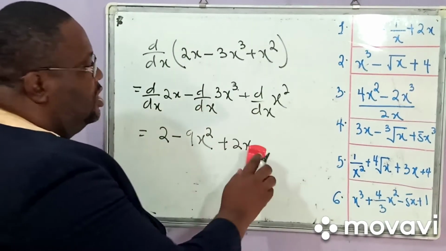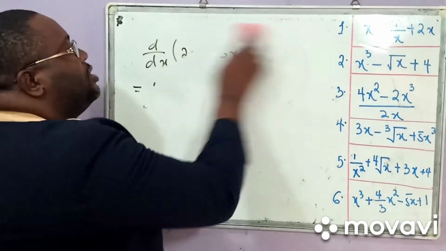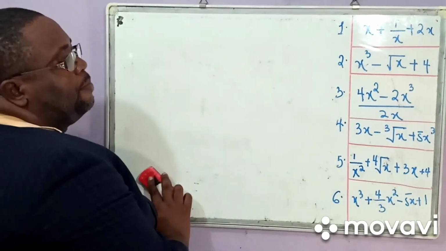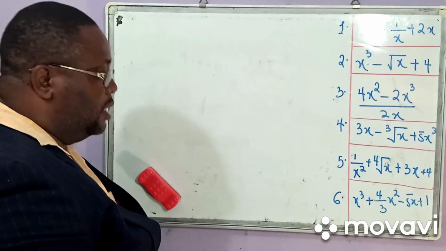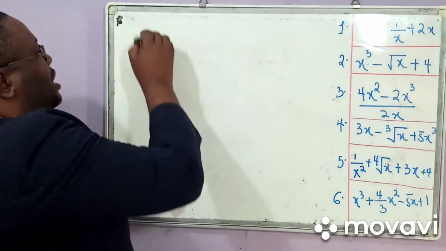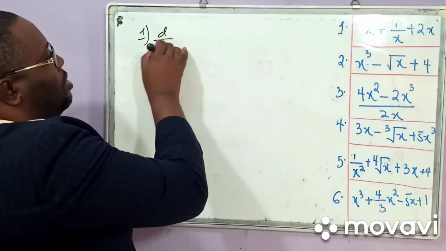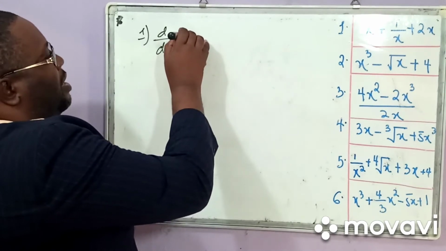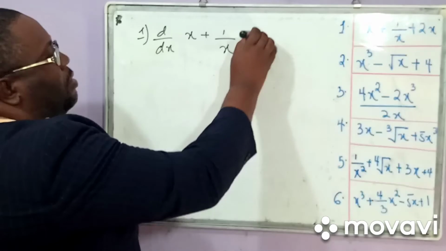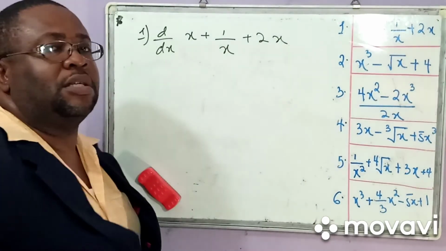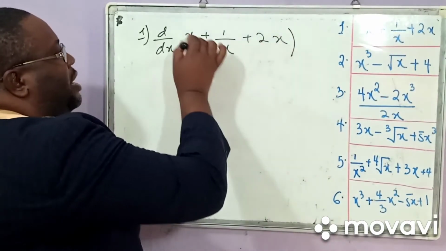So based on this knowledge, we have some problems to solve. And that's the problem we want to solve. Look at them here. We begin with number 1. Question number 1 says we should differentiate with respect to x, and then we have x plus 1 over x plus 2x. Let's put this in a bracket.